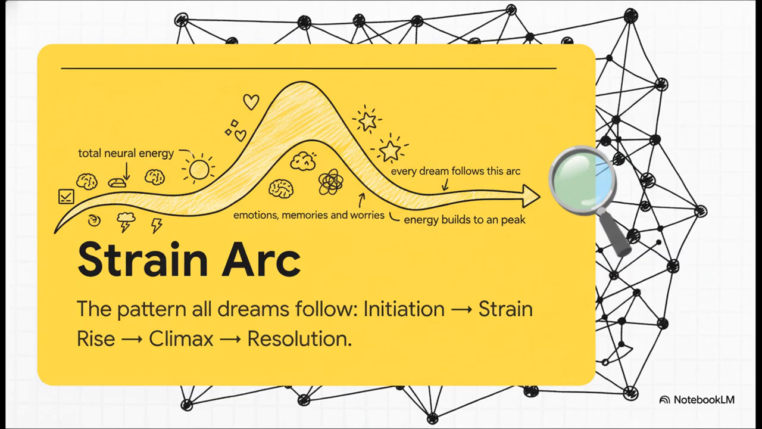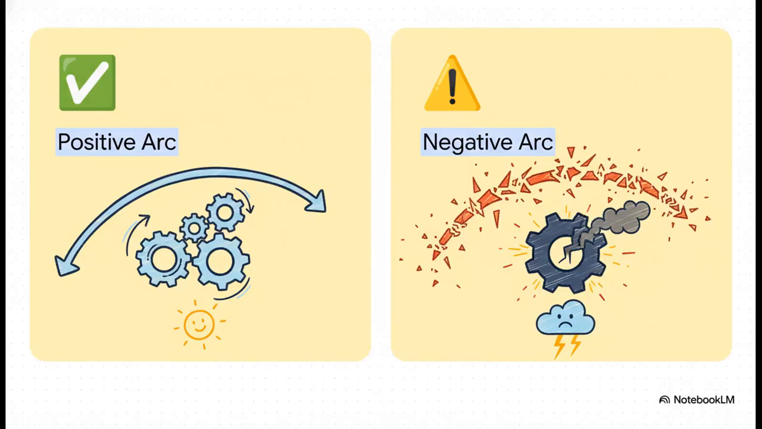Every single dream follows this exact arc. It starts, the energy builds and builds to a peak, and then it resolves. This is the basic fuel cycle of your mind. But this cycle can run in two very different ways. A positive arc, that's like a perfectly tuned engine. The tension builds, it hits its peak, and then it just smoothly resolves. But a negative arc, that's when the engine stalls out. The pressure builds up so much that it destabilizes the entire system and leads to a total collapse, which for us usually feels like a nightmare or just waking up suddenly.